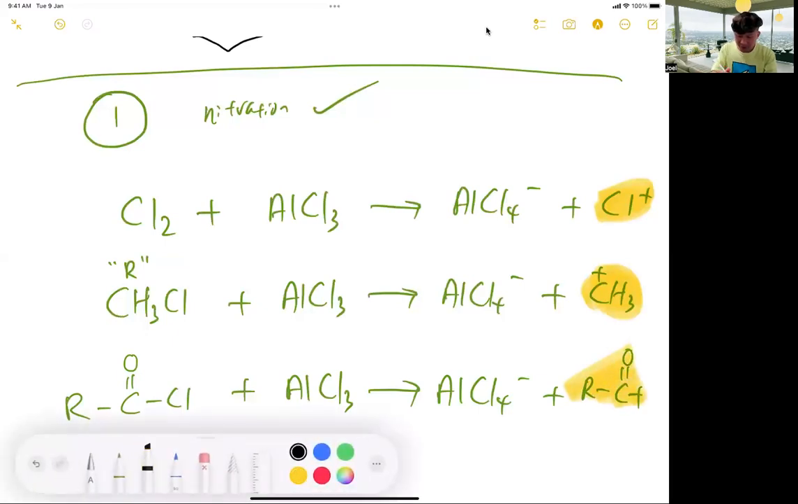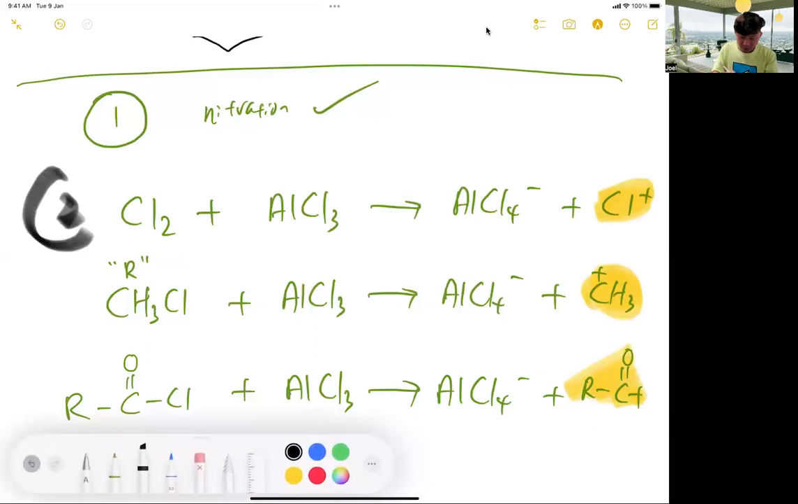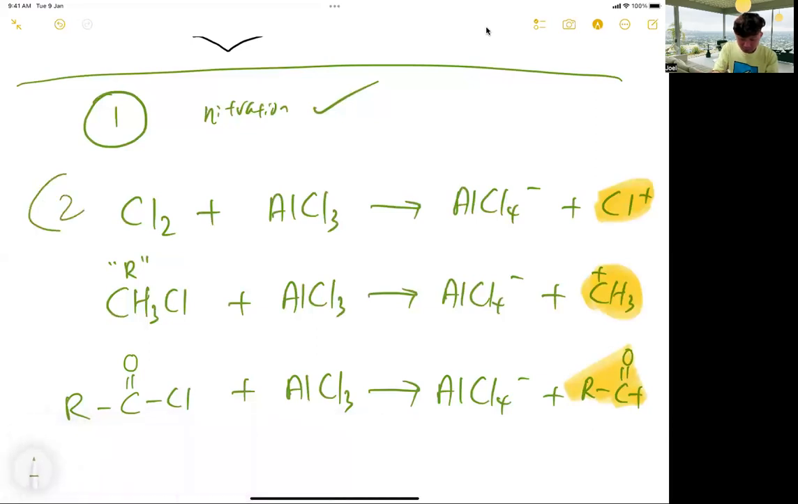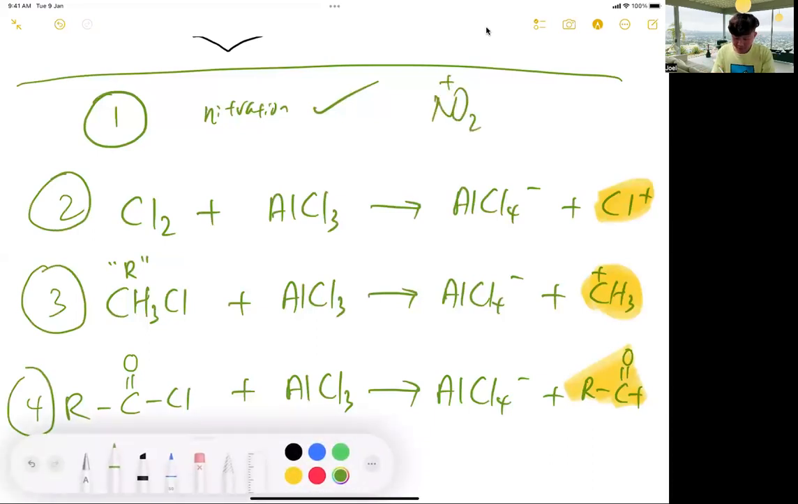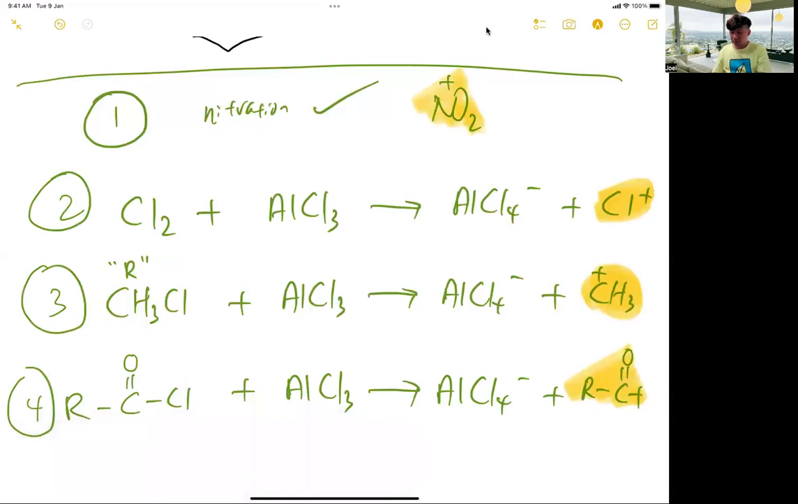So we have 4 variations: 1, 2, 3, 4. The first one is written on top, NO2 plus. Two, three, four are the same pattern, so you must visualize it. This is very summarized in your notes. Then you can just do questions. The focus is to do questions at home. My job is to teach you like that, then move on.